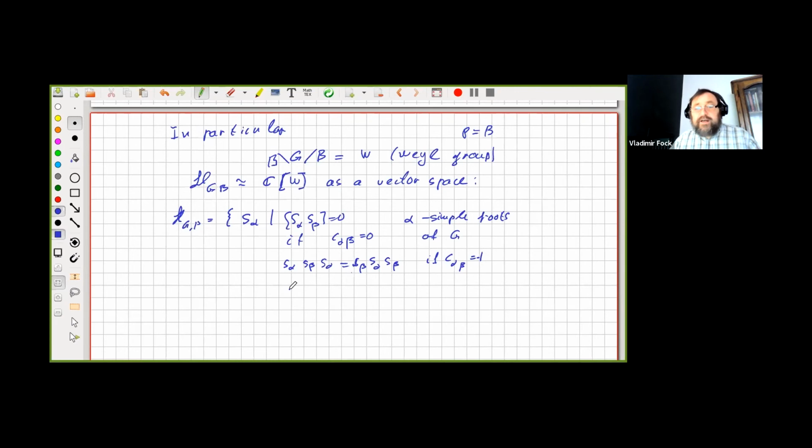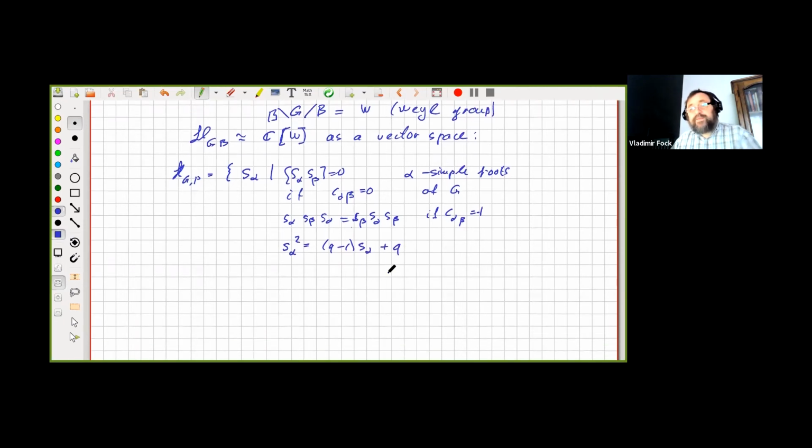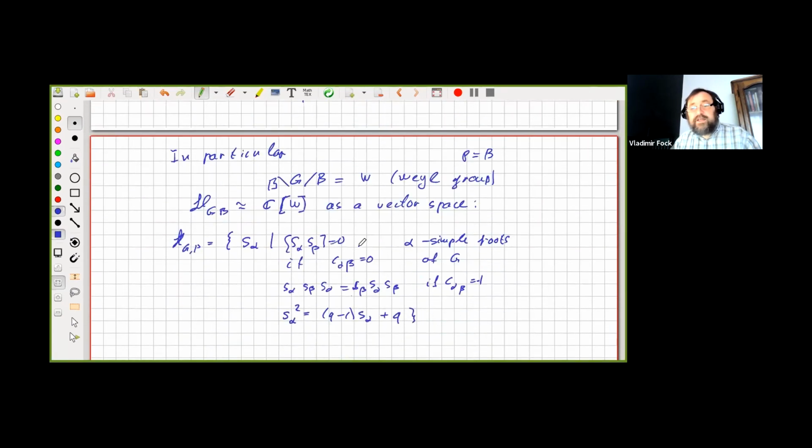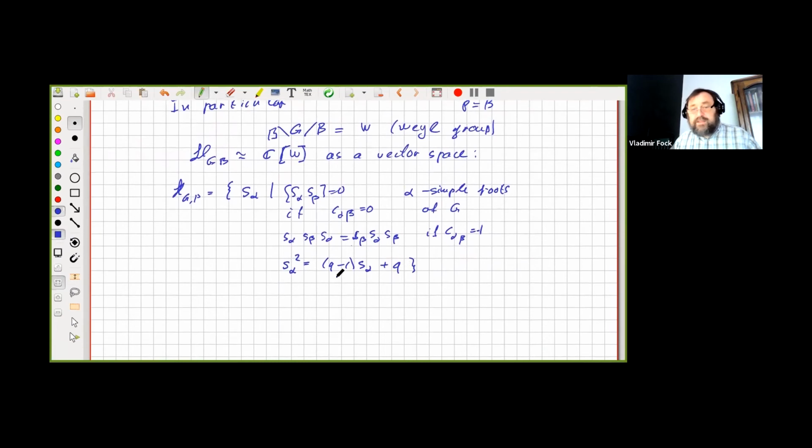And there is another relation: S_alpha squared is equal to (q-1) S_alpha plus q. This relation is additional to the previous ones. You see that if you consider everything over the field of one element, so q is 1, where q is the same q as the field size here, you get the ordinary Weil group. And if q is different, it's actually a family of algebras depending on q.